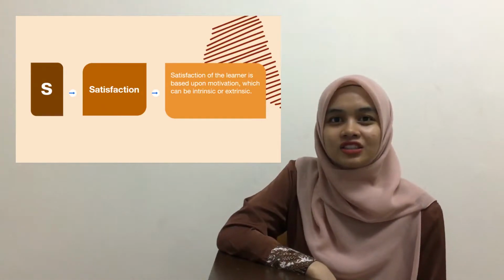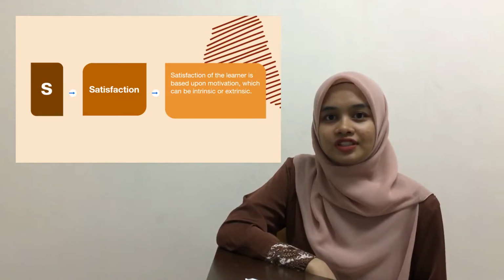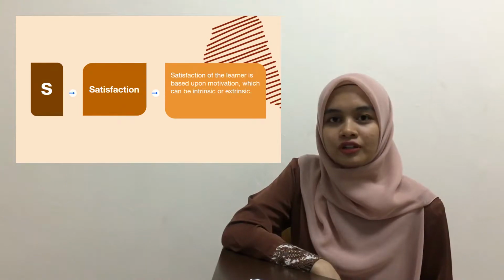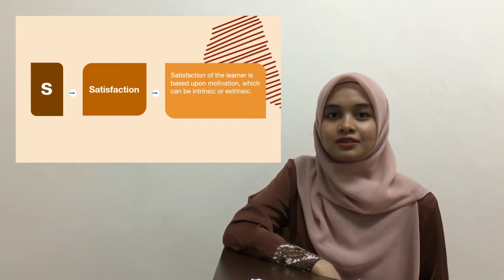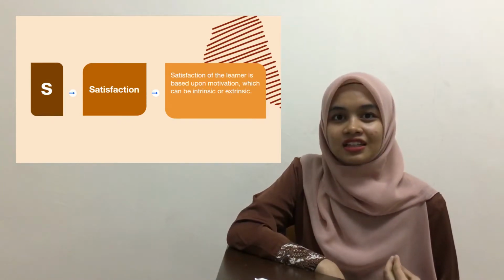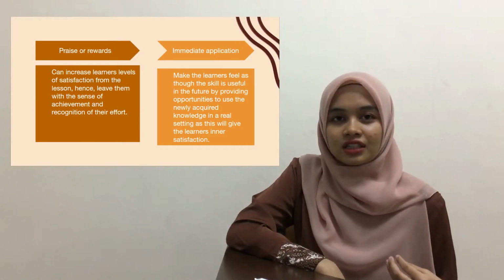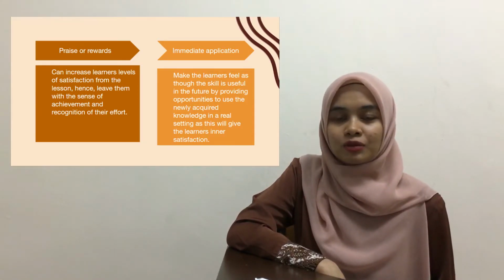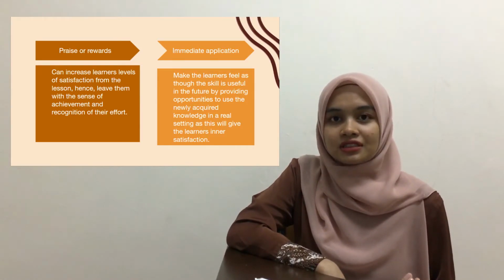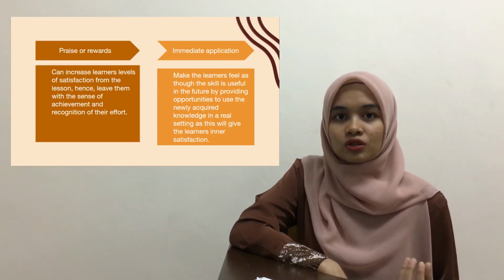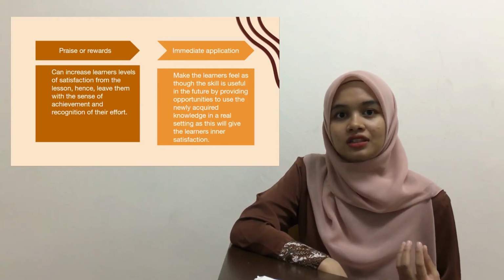So now we get into the last component of ARCS, which is satisfaction. Satisfaction of the learners is based upon their motivation. So, learning must be satisfying and rewarding, so it can increase the motivation of the learners. For example, the teachers can give praises or rewards to the students to increase their motivation. The next example is by doing immediate application of the skills so that the students would feel the skills are useful.